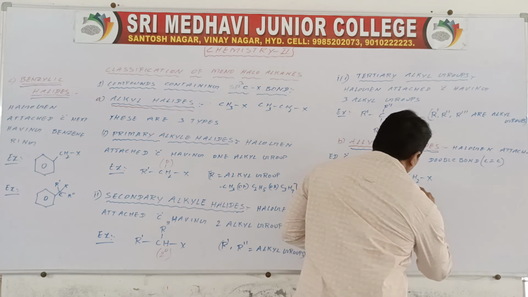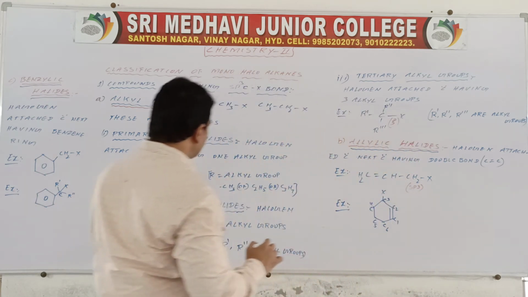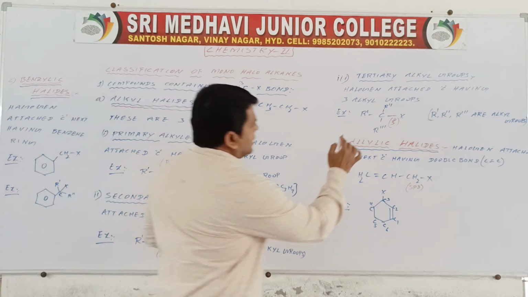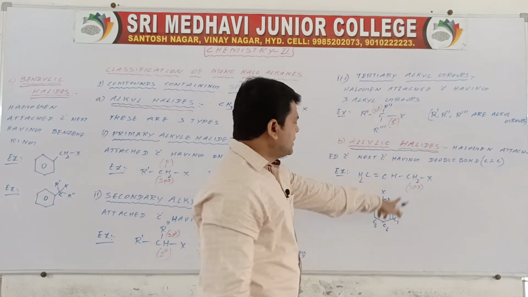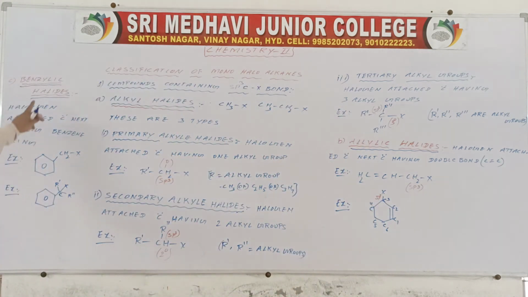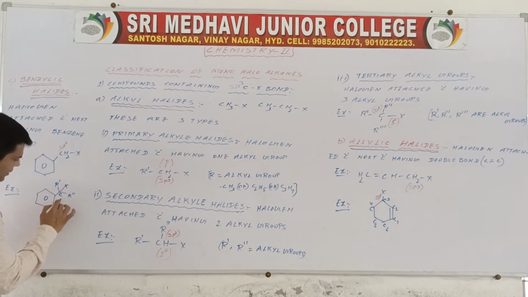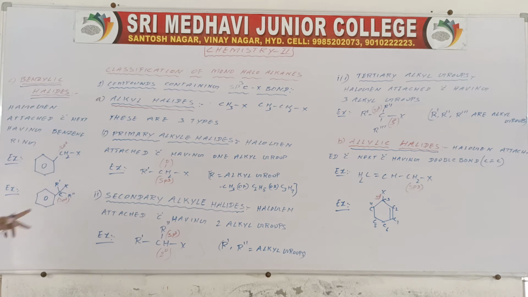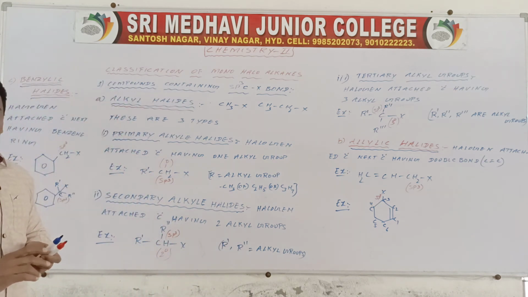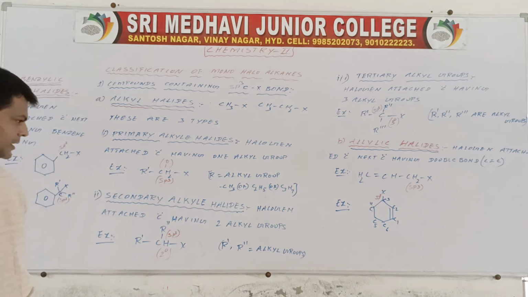So like this, the halogen attached carbon undergoes sp3 hybridization, and the next carbon has a double bond, that is allylic. Here the carbon undergoes sp3 hybridization, and the next carbon has a benzene ring, so it is a benzylic halide. So these are benzylic halides, allylic halides, and alkyl halides. Understand?